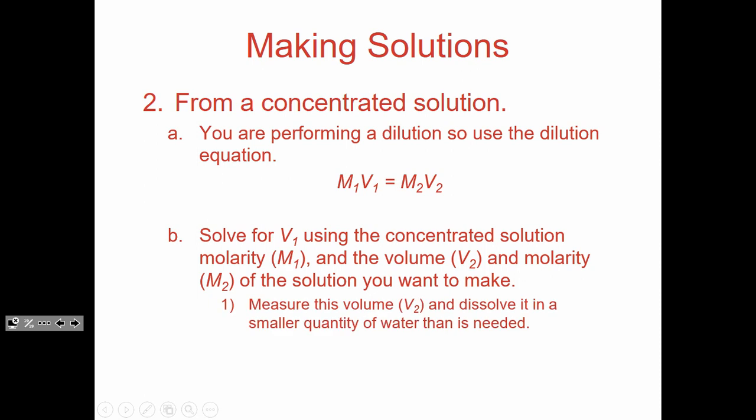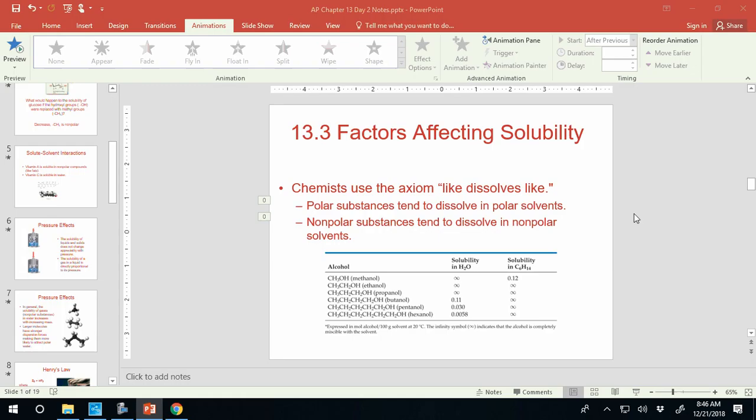Now, once we know what that volume is through this equation, you have to remember the same two steps are fundamentally what we're going to do in this situation as in the last one. You're going to measure out that volume and mix it or dissolve it in a smaller quantity of water than is needed. So if we needed to make 175 milliliters, we're going to dissolve it or mix it in 100 milliliters, and then dilute it to that final volume so we actually get the concentration we desire. And that ends our notes today.